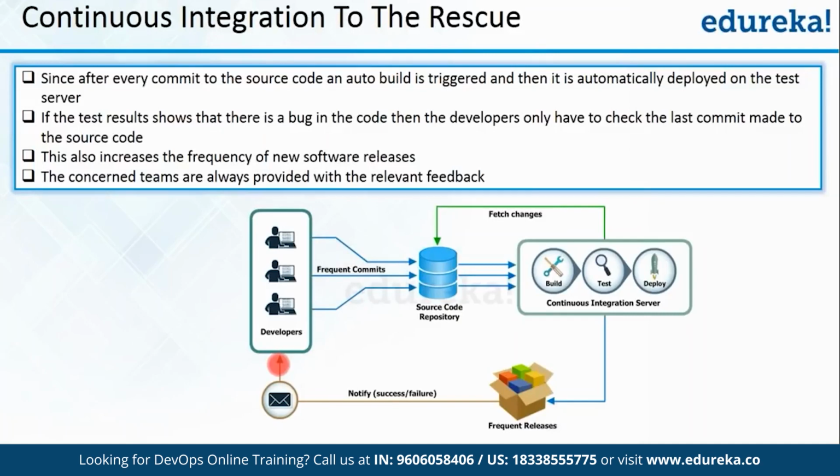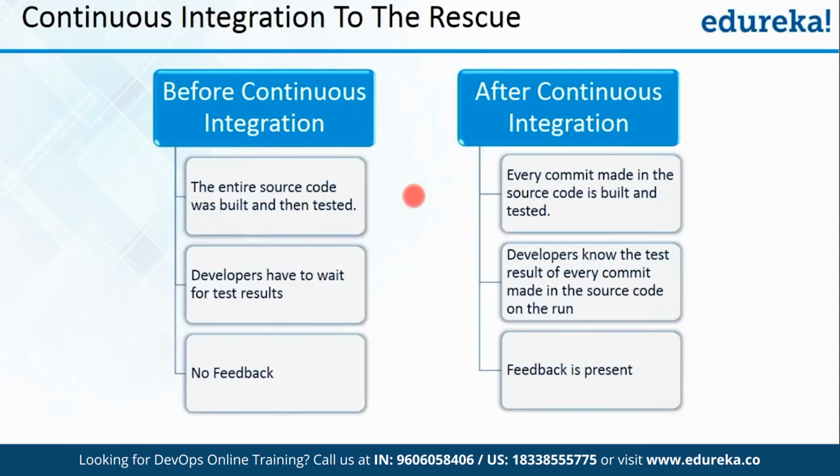So I'll move forward. Now I'll compare the two scenarios, that is before continuous integration and after continuous integration. Now over here what you can see is before continuous integration, as we just saw, first the source code of the application will be built, the entire source code, then only it will be tested.